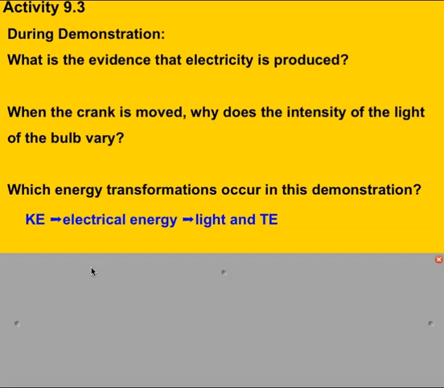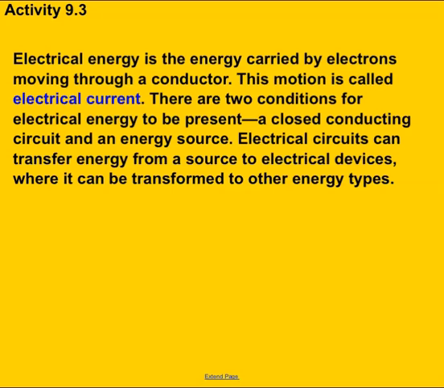And you might say, thermal energy? Where was there thermal energy? Well, light bulbs are going to get warm, and that's where the thermal energy comes from. So electrical energy is the energy carried by electrons moving through a conductor. This motion is called the electrical current. There are two conditions for electrical energy to be present. One, you need a closed conducting circuit, and we've been talking about circuits in 9.1 and 9.2, and two, you have to have an energy source.